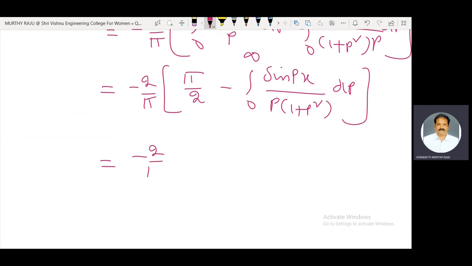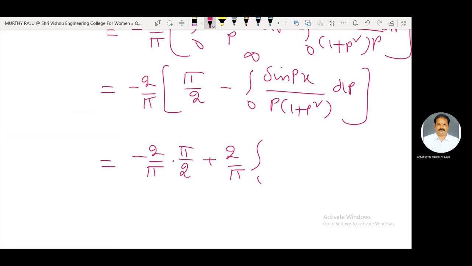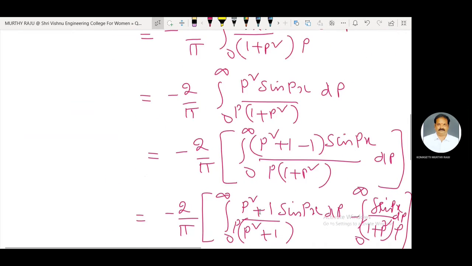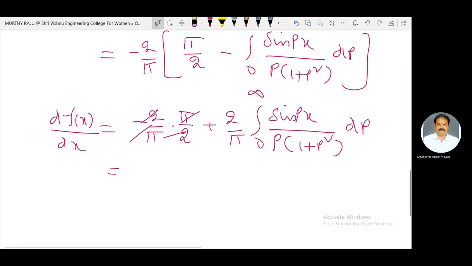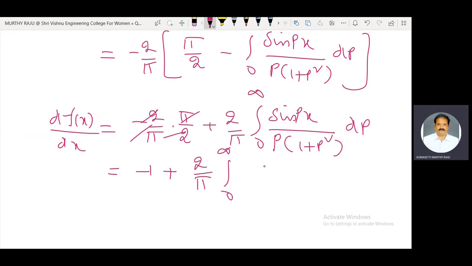That is equal to minus 2 by pi into pi by 2, minus into minus, plus 2 by pi integral 0 to infinity sin px by p into 1 plus p square dp. This value is df of x by dx is equal to minus 1 plus 2 by pi integral 0 to infinity sin px by p into 1 plus p square dp.